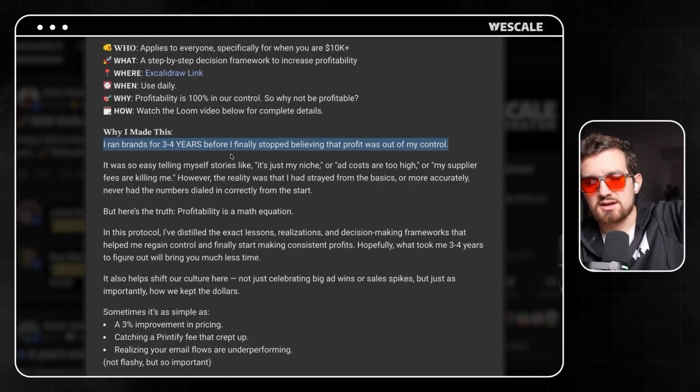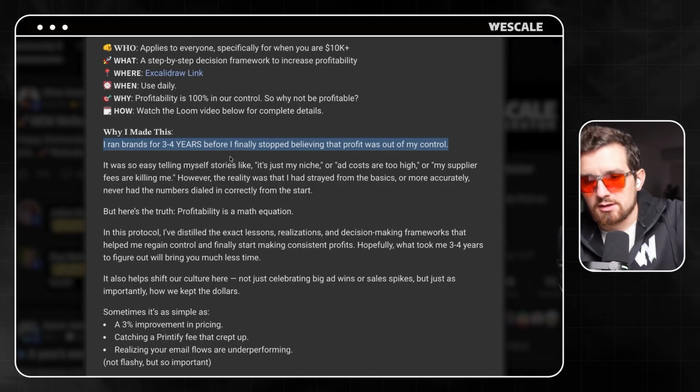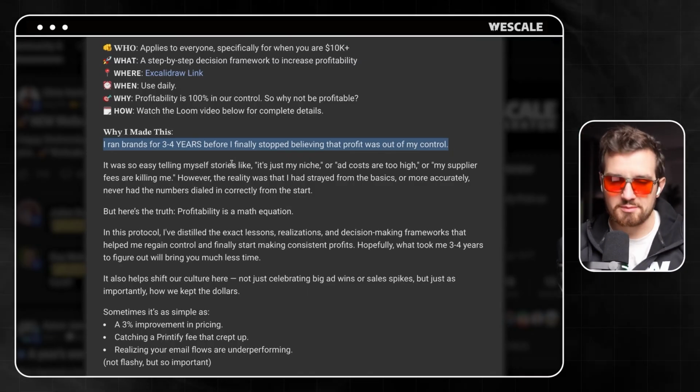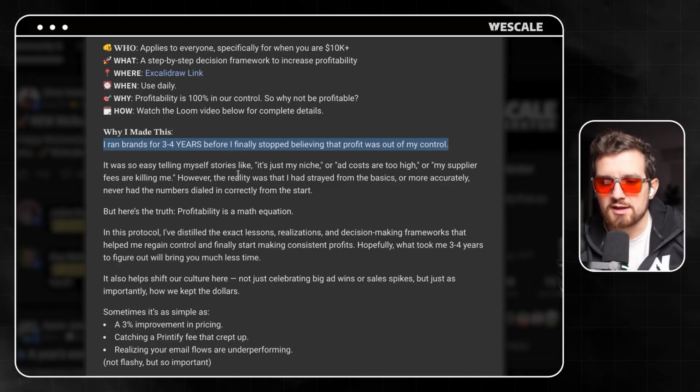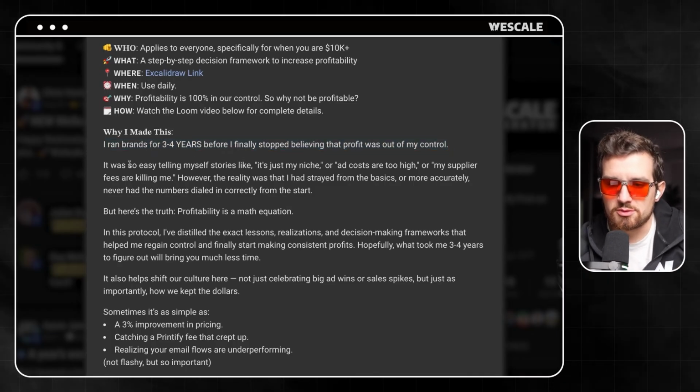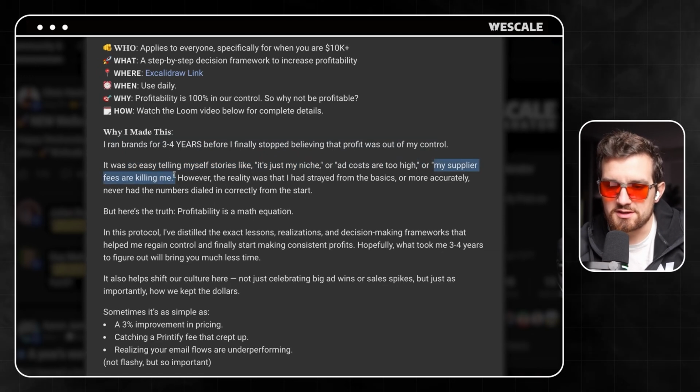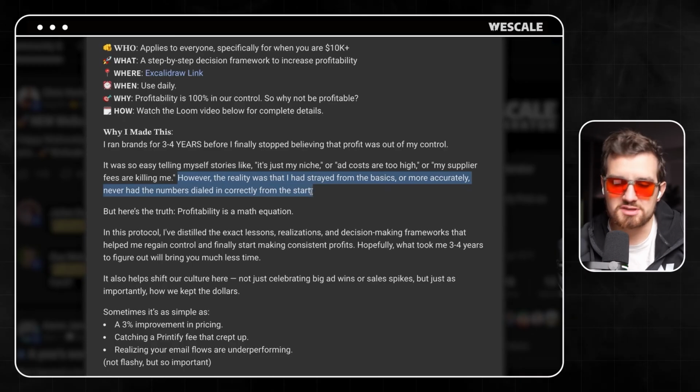It just seemed like this kind of nebulous thing that floated around, like, oh, maybe someday the numbers will add up in my favor. Like, here's hoping maybe someday soon, I'm just going to keep working away. And I was so naive. It was so easy telling myself stories like, it's just my niche, or ad costs are too high, or my supplier fees are killing me. The reality was that I strayed away from the basics, more accurately, never had my numbers dialed in the first place.